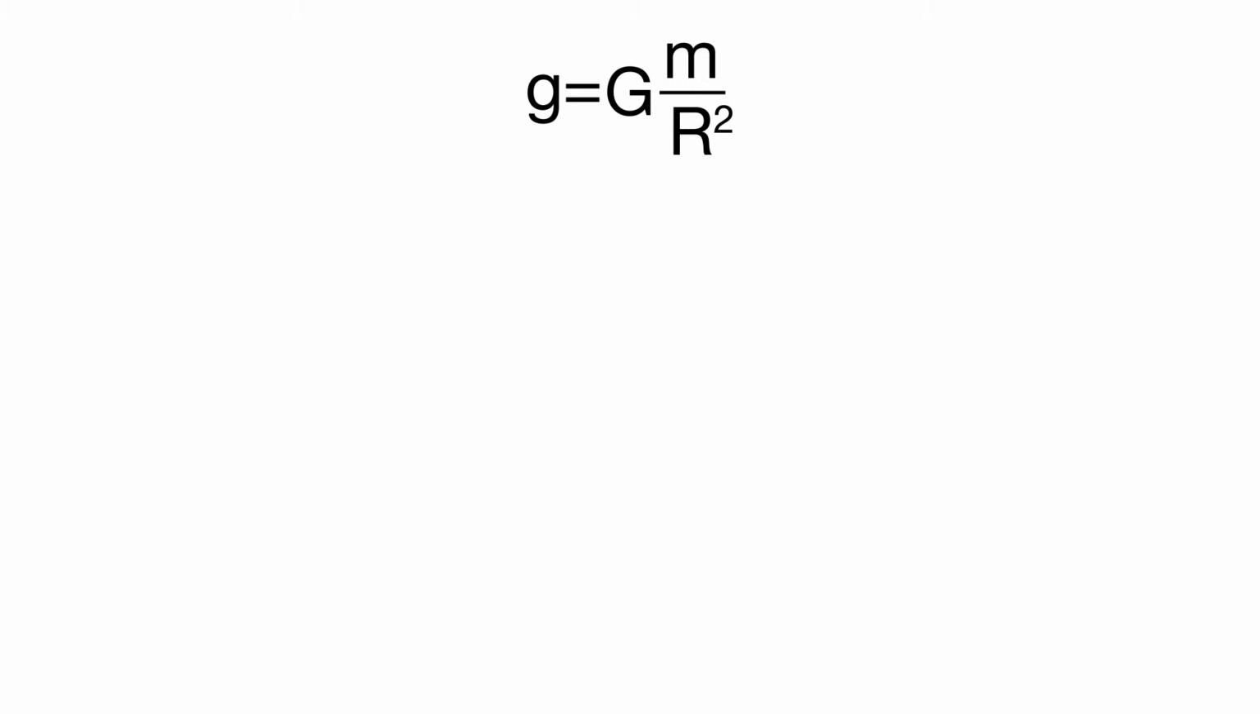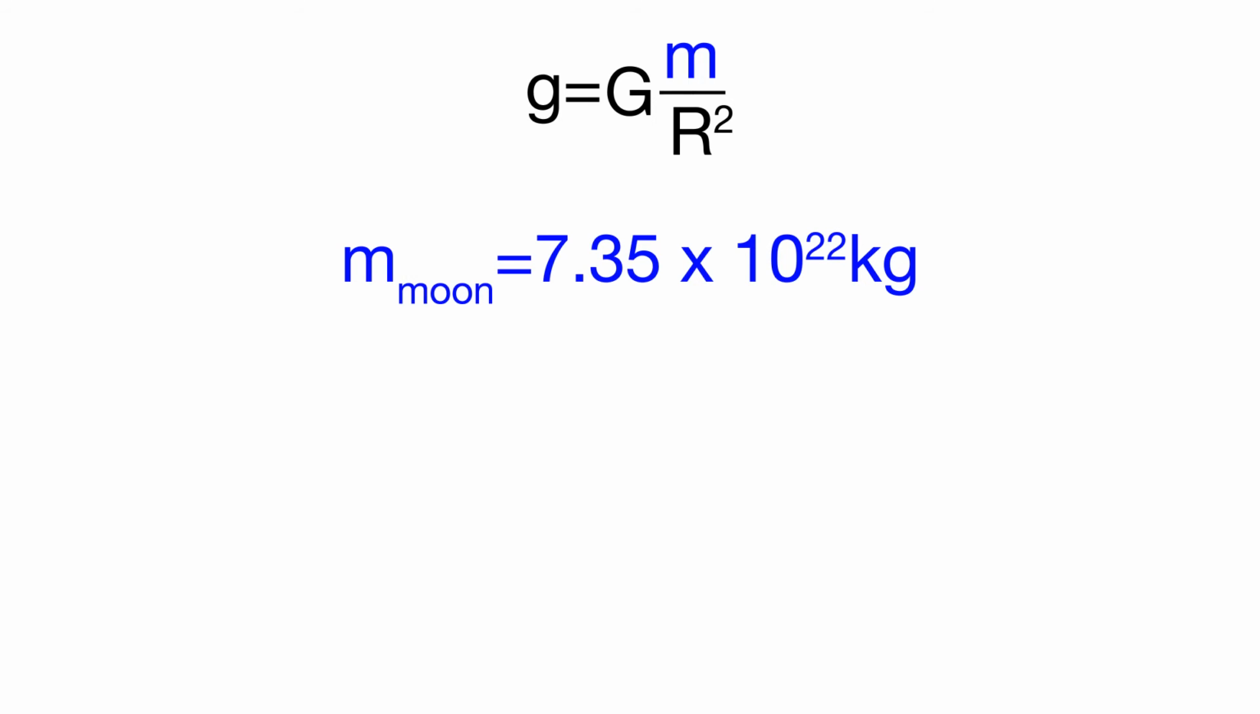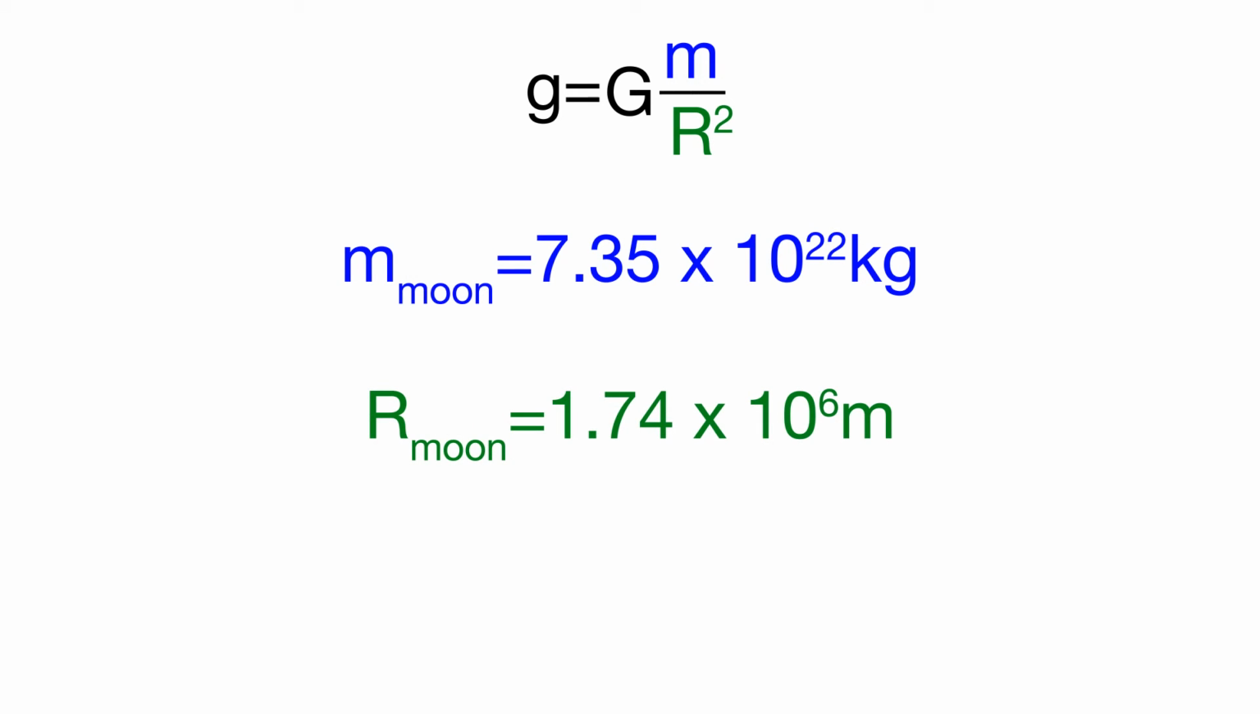So, to illustrate how this equation works, we can calculate the acceleration due to gravity on the moon's surface and compare it to that of the Earth. The moon's got a mass of 7.35 times 10 to the 22nd kilograms, and it's got a radius of 1.74 times 10 to the 6th meters. Plugging these values into the equation gives us the acceleration due to gravity on the moon's surface, which is 1.62 meters per second squared.